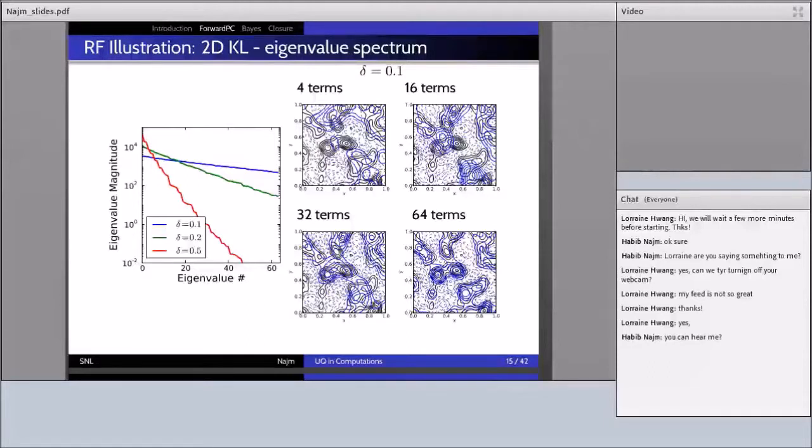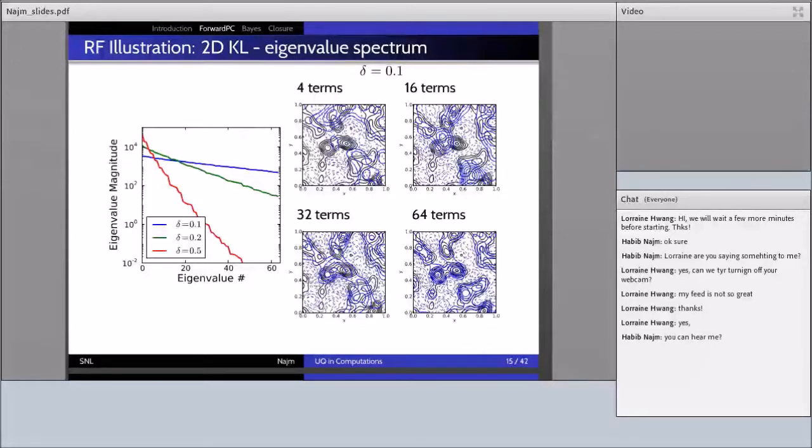So a random field that has delta 0.5, which is smooth, the eigenvalues decay quickly, and so you can represent it accurately with a relatively small number of terms. Whereas one with delta 0.1, the eigenvalues decay slowly and you need many terms.